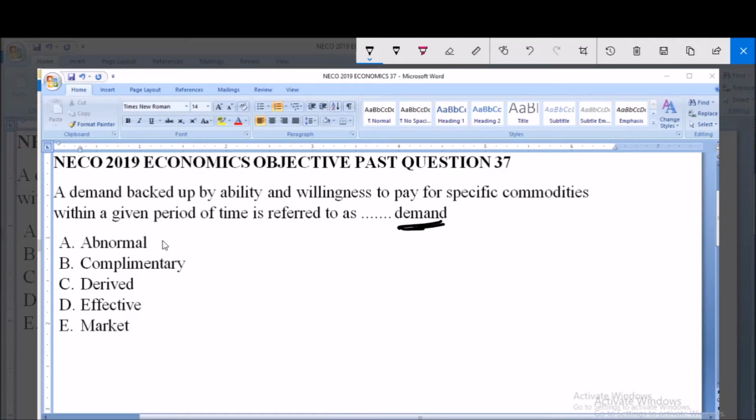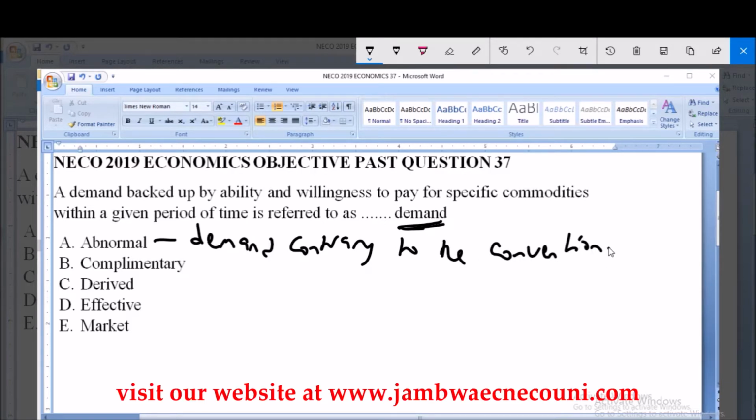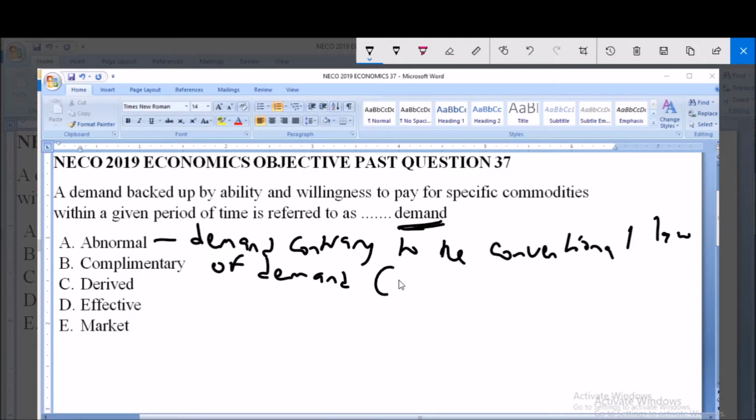So, abnormal demand, which is option A, is demand contrary to the conventional law of demand. That is the conventional law of demand, which holds that the higher the price, the lower the quantity demanded, and vice versa. So that is, the lower the price, the higher the quantity demanded.